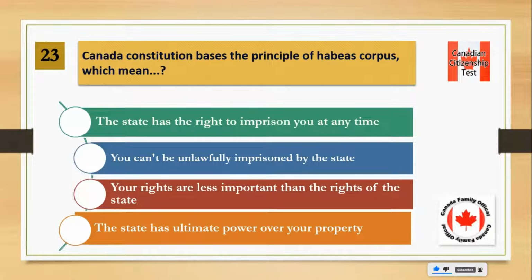The Canadian Constitution bases the principle of habeas corpus, which means Number 1, the state has the right to imprison you at any time. Number 2, you can't be unlawfully imprisoned by the state. Number 3, your rights are less important than the rights of the state. Number 4, the state has ultimate power over your property. And the answer is you can't be unlawfully imprisoned by the state.